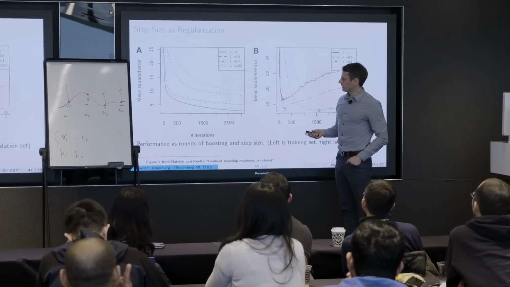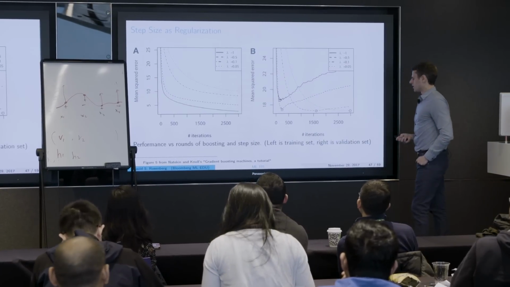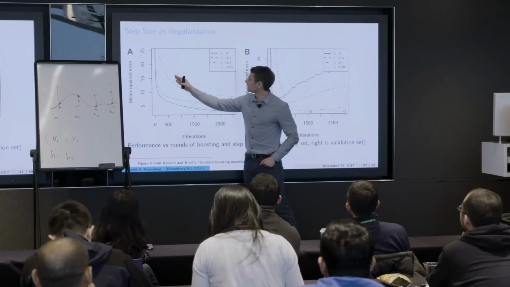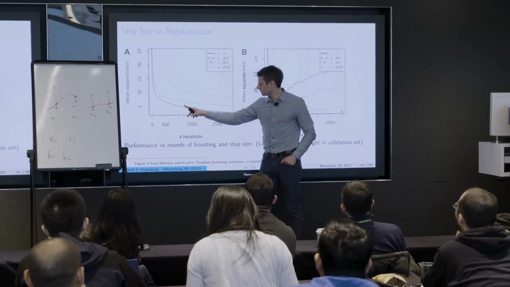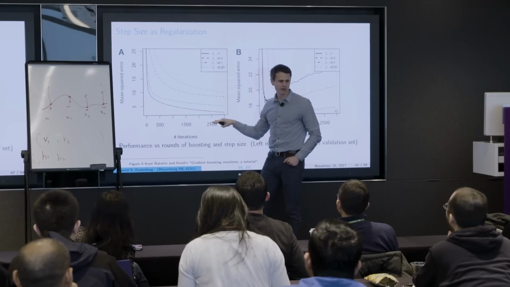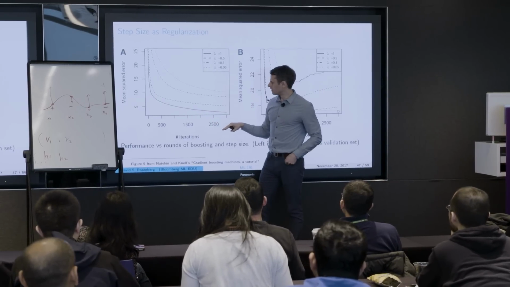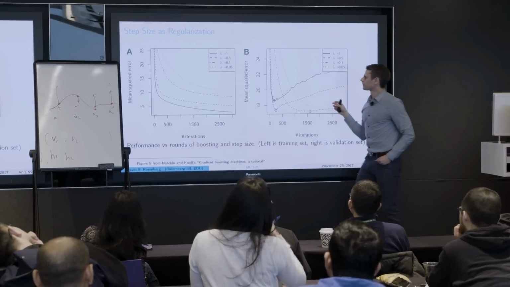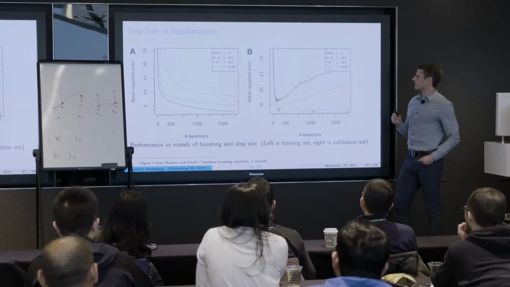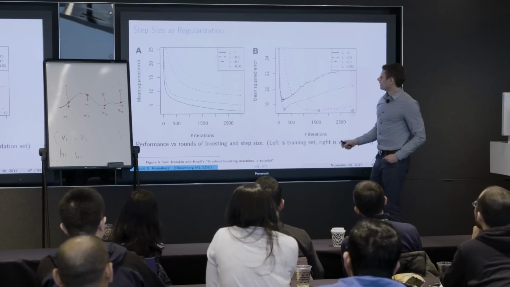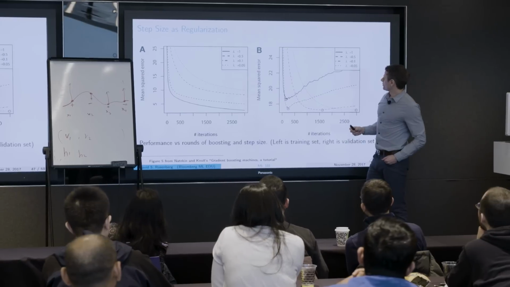And on the left, we have training set performance. As you might expect, the bigger step size fits more quickly. So this is error, so lower error is better. That is what we see, and that's what we expect. But on the right here is out of sample performance, the validation set. And we do see significant difference here in the curve.